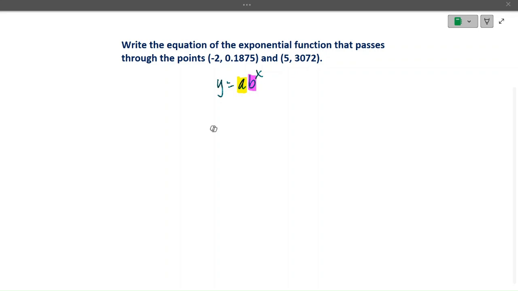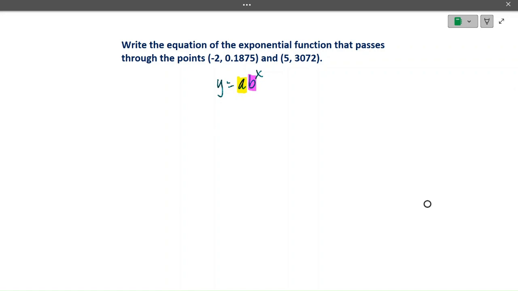It's your friendly math tutor, Miss C here, and today we are writing the equation of an exponential function that passes through 2 points. So I've already written our basic exponential equation, y equals ab to the power of x, and I've also highlighted the two variables that are unknown in this equation. So we need to find the values of a and b.